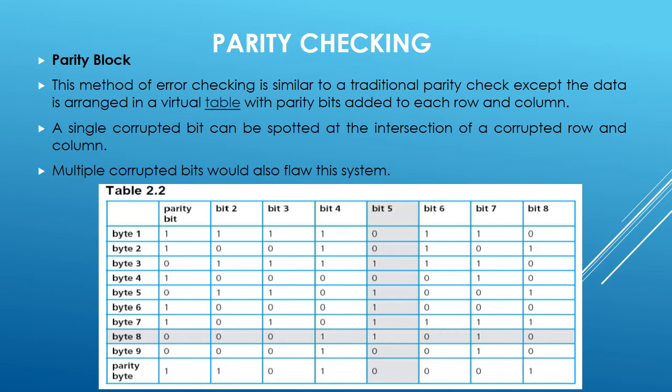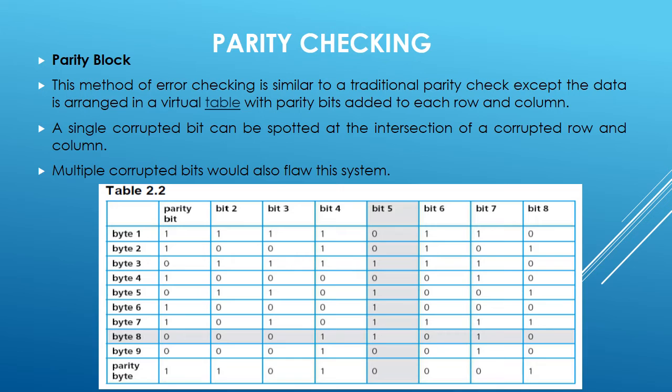Parity block. This method of error checking is similar to a traditional parity check, except the data is arranged in a virtual table with parity bits added to each row and column. A single corrupted bit can be spotted at the intersection of a corrupted row and column. Multiple corrupted bits would also flaw the system.